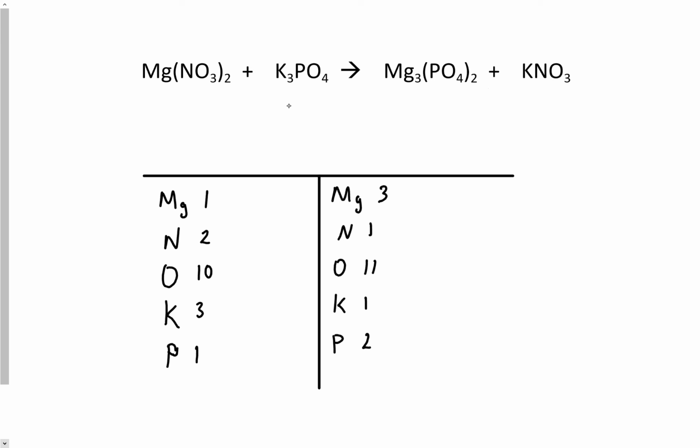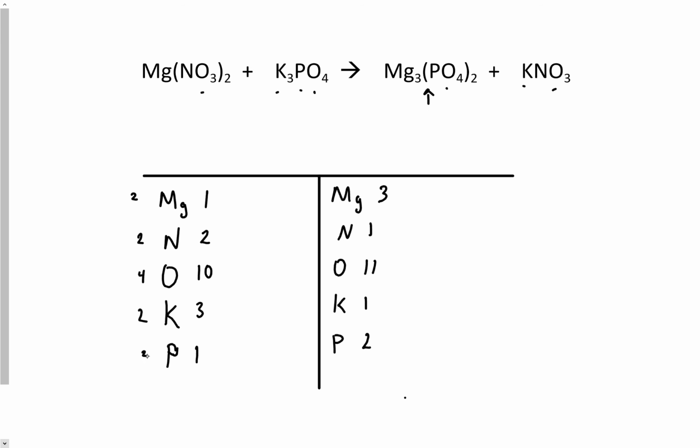So I see magnesium twice. Okay, so I'm going to put a little 2 out here. I see nitrogen twice. I'm not actually counting atoms. I'm literally counting how many times I just see the letter N. Oxygen, I see it 1, 2, 3, 4 times. And then potassium, 1, 2. And phosphorus, I see 1 and 2. So there's 2 times I see phosphorus.